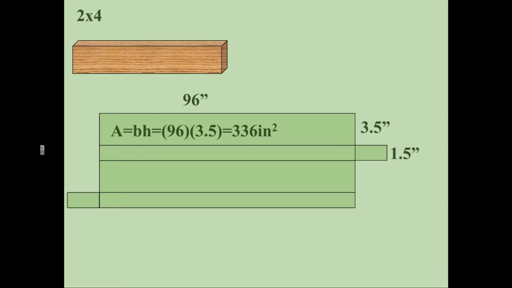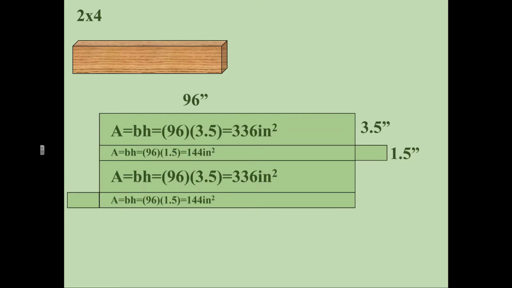Area is base times height. We multiply it, get 336 inches squared. Notice the top and bottom of the 2x4 should be the same. So should the sides. So the sides are different from the top and bottom, but they are matching each other. And then we've got the ends. What we do is we take all of these calculations, we add them up, and we get 970 inches squared. That is how much surface area is in a 2x4.